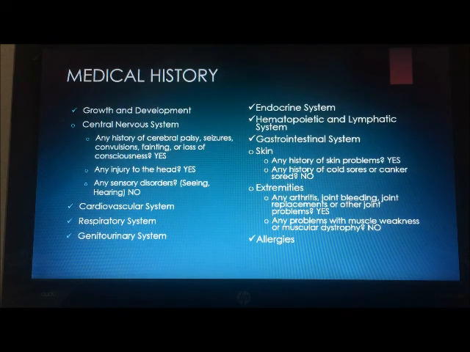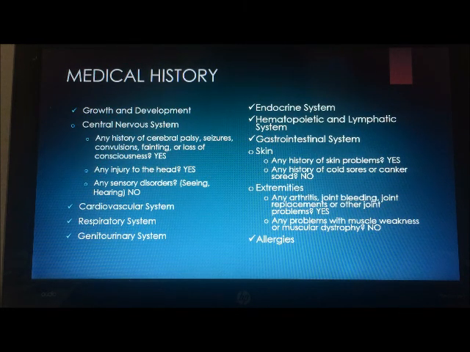Upon his medical history, he has a good growth and development, cardiovascular system, respiratory system, good genitourinary system, good endocrine system, good hematopoietic and lymphatic system, gastrointestinal system is also good, and he doesn't have allergy. But under the central nervous system, it is noted that he had a fainting or loss of consciousness before because of a head injury, but there are no any sensory disorders.